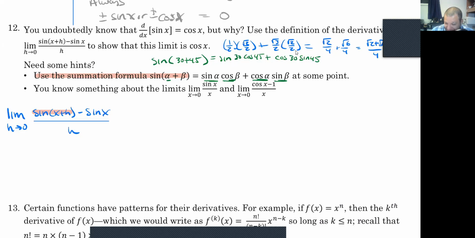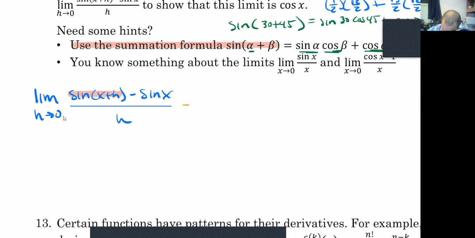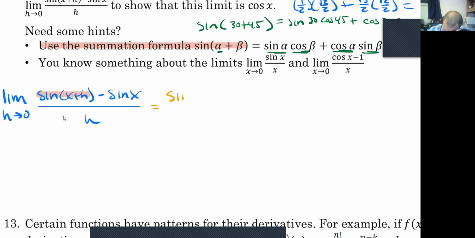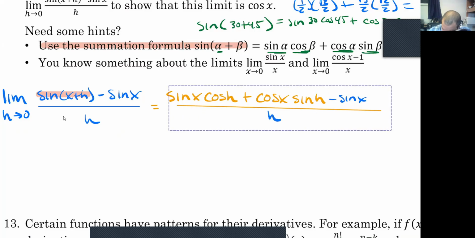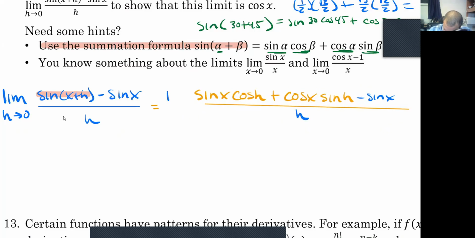So let's actually get back to this limit. If we have the sine of x plus h, this is going to be the sine of x cosine of h plus the cosine of x sine of h, minus sine of x, which I didn't touch, and over h, which I didn't touch. Oh, there's still a limit there. My bad. So there's still a limit as h approaches 0.